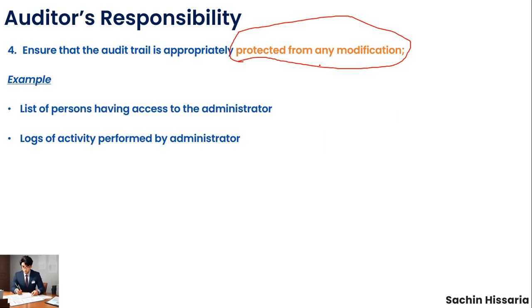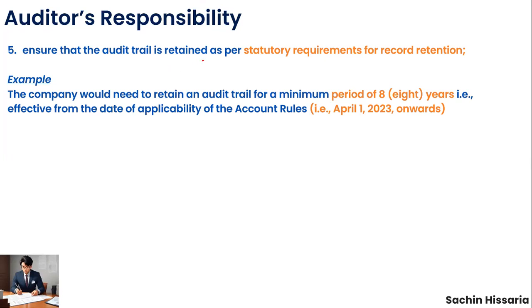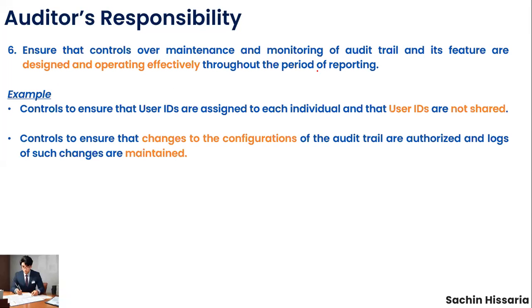Okay. So basically here as an auditor, we will ask the company during the walkthrough how you are ensuring that your audit trails are not modified by any person. Correct. So we will understand that during the walkthrough of an application. Then the next requirement is we need to ensure that the audit trail is retained as per the statutory requirement. So obviously this we have discussed earlier as well, that the audit trail log needs to be retained for the minimum period of 8 years, and this requirement is applicable from 1st April 2023.